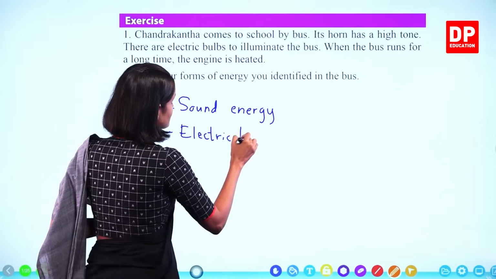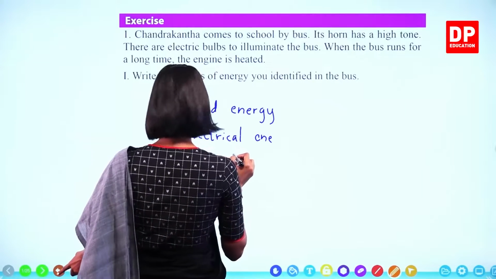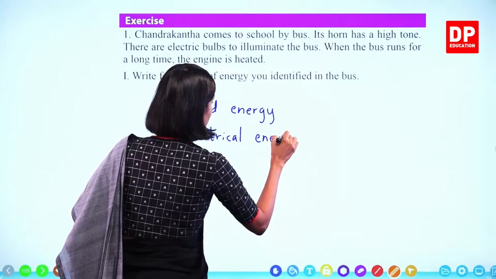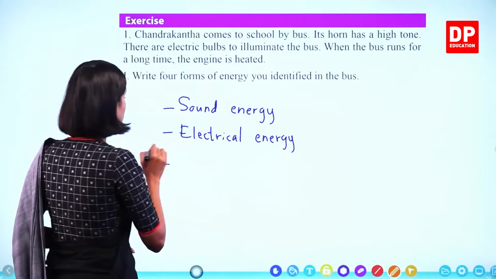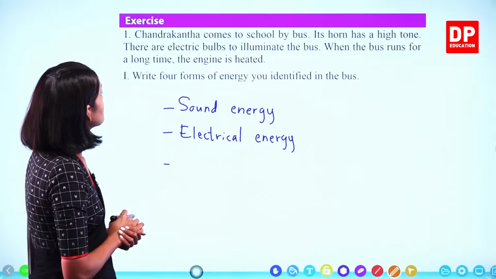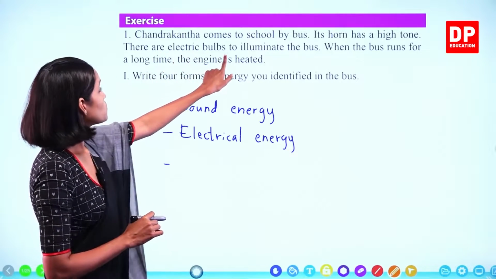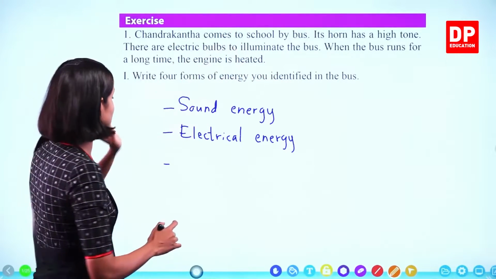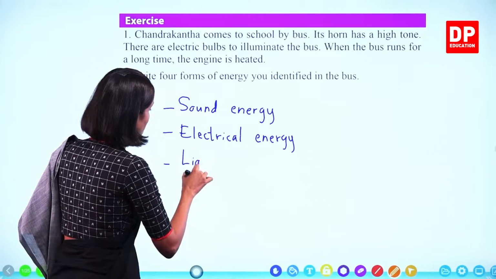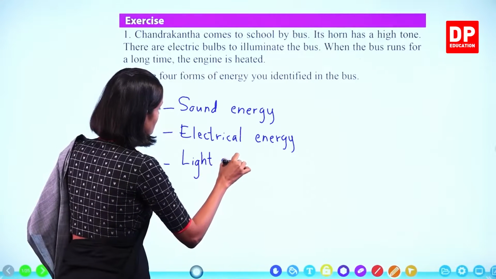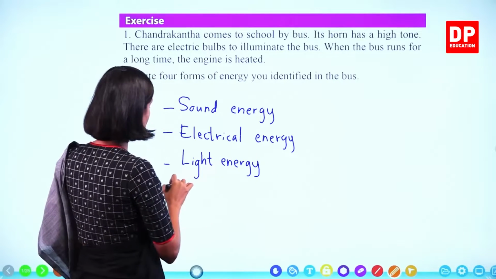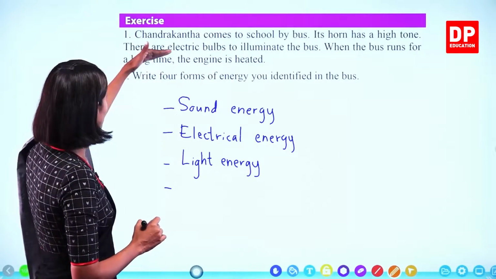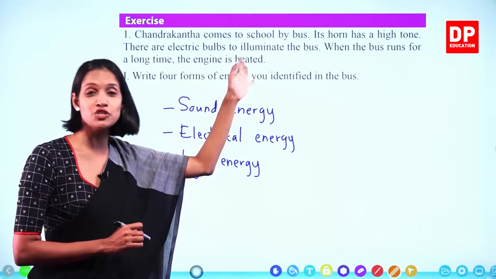Electrical energy. Right? Okay. Electric bulbs to illuminate the bus. Illuminate means light up, which means light energy. Right? When the bus runs, kinetic energy, for a long time, the engine is heated. Heat energy or thermal energy.